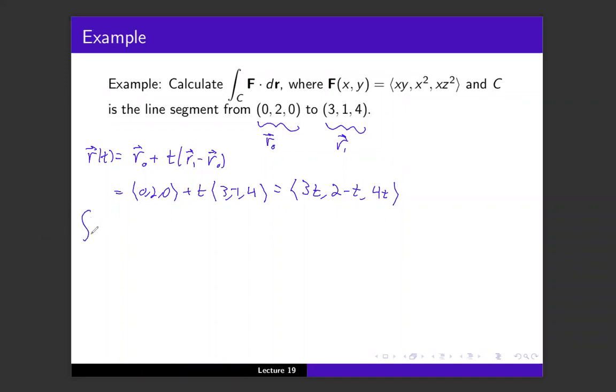So again, you're just writing down what we need. The integral over C of F dot dr becomes the integral from 0 to 1. I should point out this is t going from 0 to 1 in this case, of F of r of t dotted with r prime of t dt.